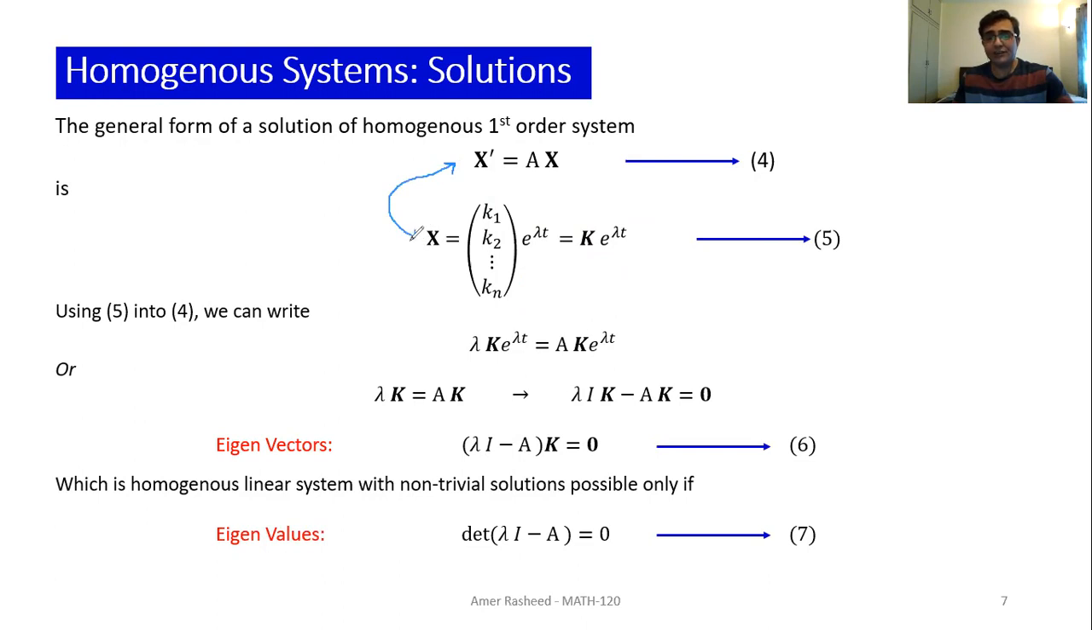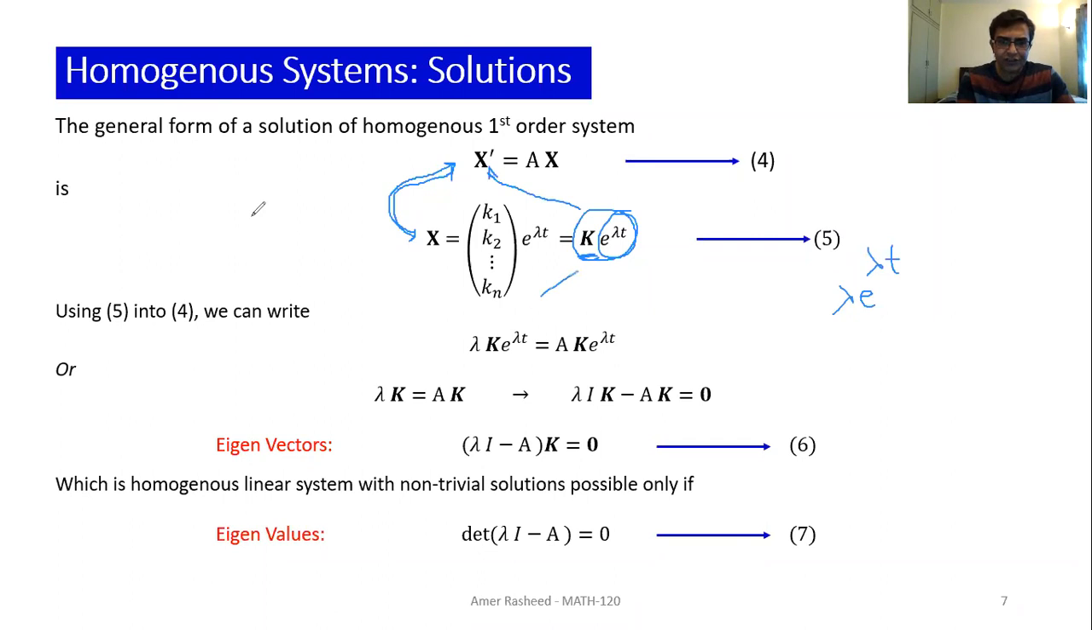Now, what if we insert this into the given homogeneous linear system? This is a solution basically. We are going to insert this into this system. If we insert x equal to k times e raised to the power lambda t here in the derivative, we have to take its derivative. So what is its derivative? K is a constant. What is the derivative of e raised to the power lambda t? It's lambda times e raised to the power lambda t.